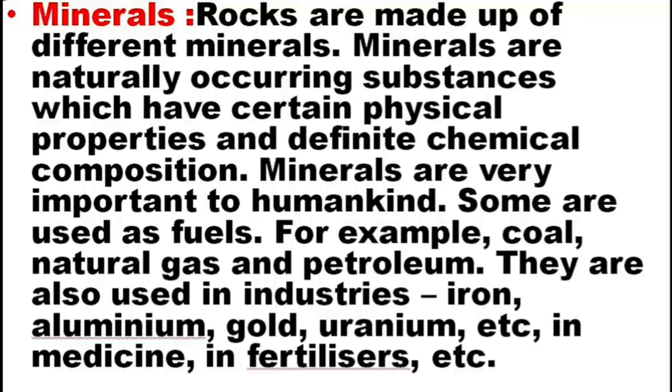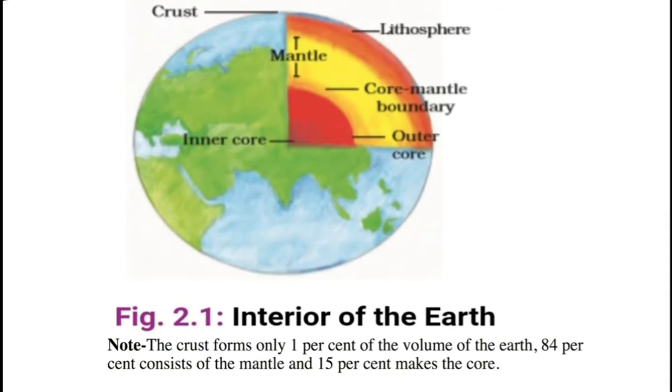So, now we will study about minerals. Rocks are made up of different minerals, substances which have certain physical properties and definite chemical composition. Minerals are very important to humankind. Some are used as fuels, for example coal, natural gas and petroleum. They are also used in industries: iron, aluminum, gold and fertilizers.